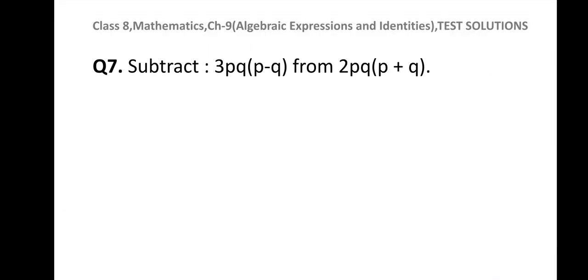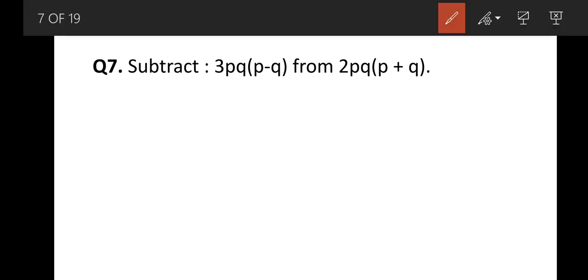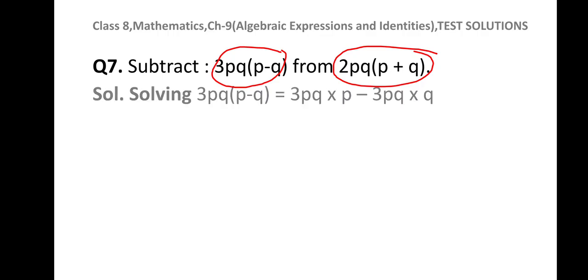Question number 7 is subtract 3pq bracket p minus q from 2pq bracket p plus q. We need to subtract these two expressions, and first of all you need to solve these expressions individually. First of all you need to multiply these 3pq and p minus q. You need to multiply here also, and then you need to subtract. So let us see. I am solving these two expressions separately, and then we will be subtracting.